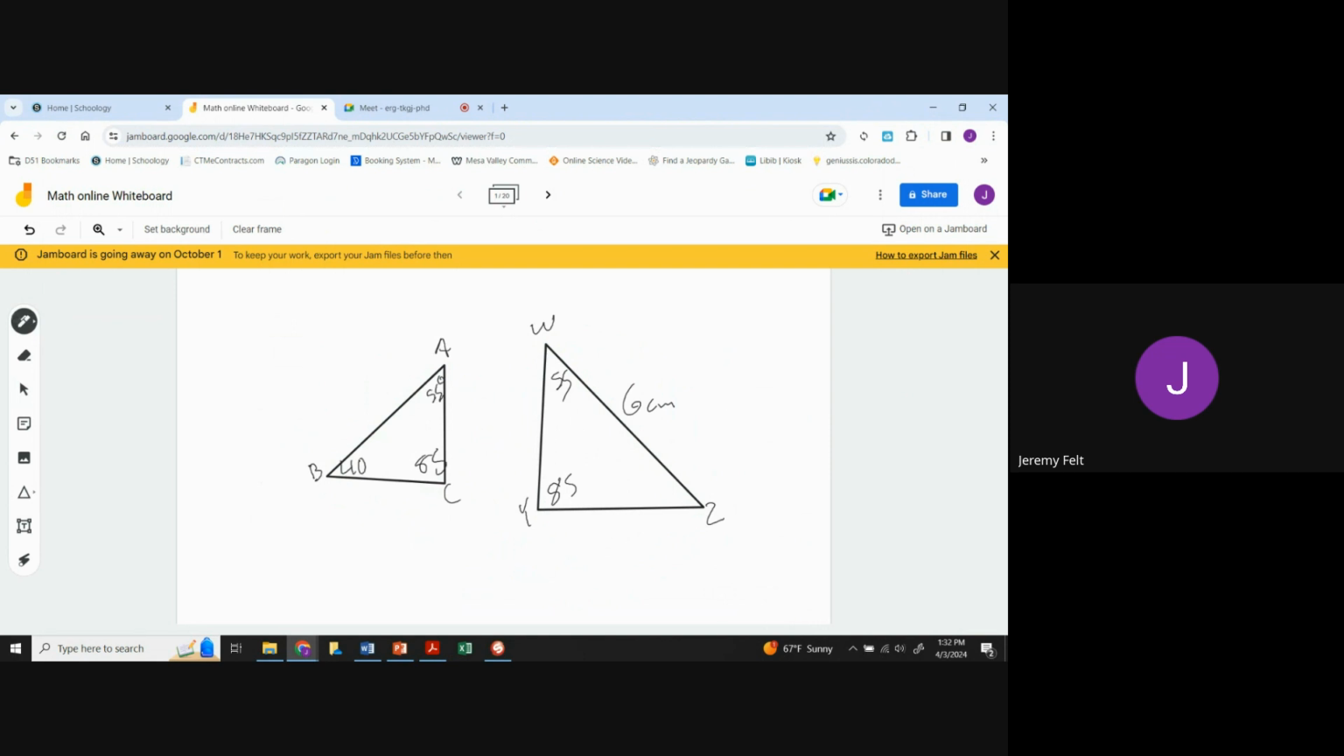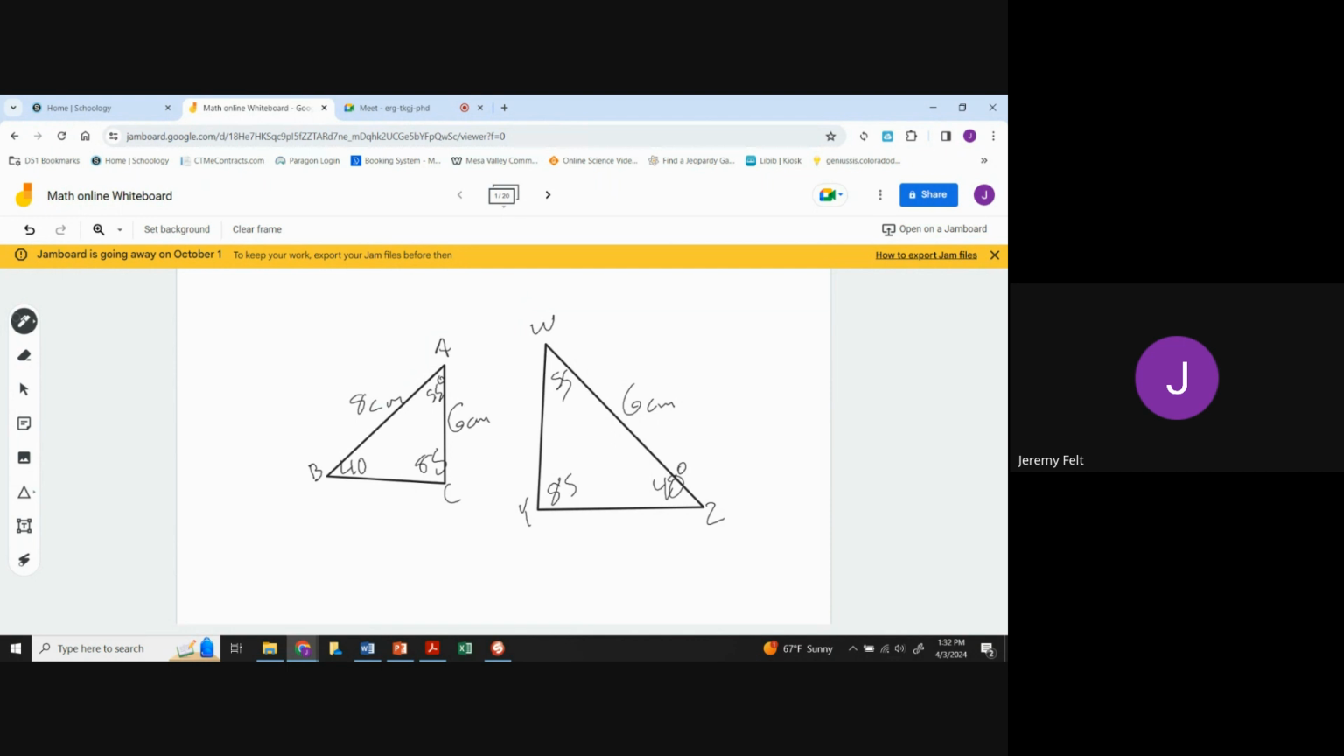So we found this. This was our missing angle. We found it because it has to add up to 180. This one has to be 40 degrees. So Z and B correspond, C and Y, and then A and W. So we know AB is 8 centimeters. And AC is what we record. AC is 6 centimeters.